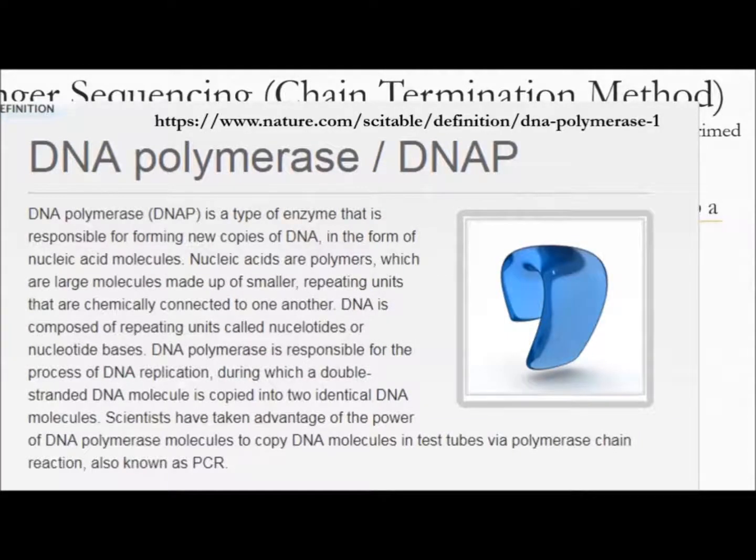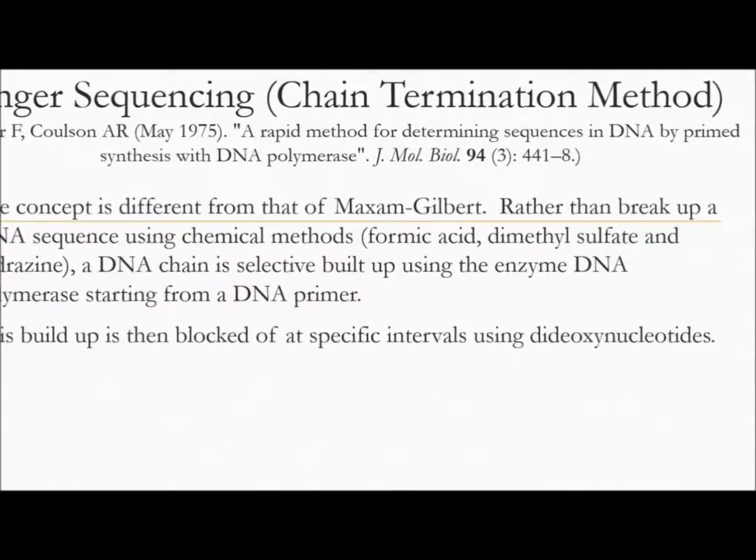So let's say DNA polymerase is a type of enzyme that is responsible for forming new copies of DNA in the form of nucleic acid molecules. Nucleic acids are polymers, which are large molecules made up of smaller repeating units that are chemically connected to one another. DNA is composed of repeating units called nucleotides or nucleotide bases. DNA polymerase is responsible for the process of DNA replication, during which a double-stranded DNA molecule is copied into two identical DNA molecules. Scientists have taken advantage of the power of DNA polymerase molecules to copy DNA molecules in test tubes via polymerase chain reaction, also known as PCR.